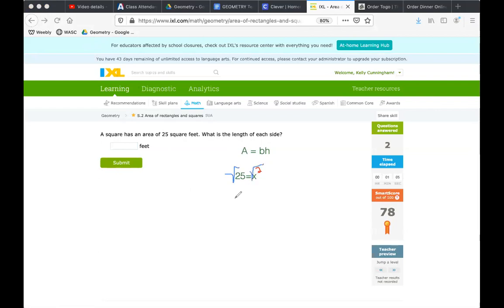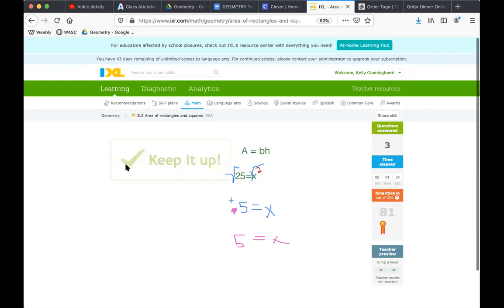Okay, so technically the square root of 25 is plus or minus 5. Please don't forget that. Always, always, always keep that in your mind. However, since we're talking about a square, which is an actual side length, you cannot have a negative side length. So that scratches off, and our only answer is positive 5. Please always consider both answers when you square root, and throw out the one if it doesn't work.